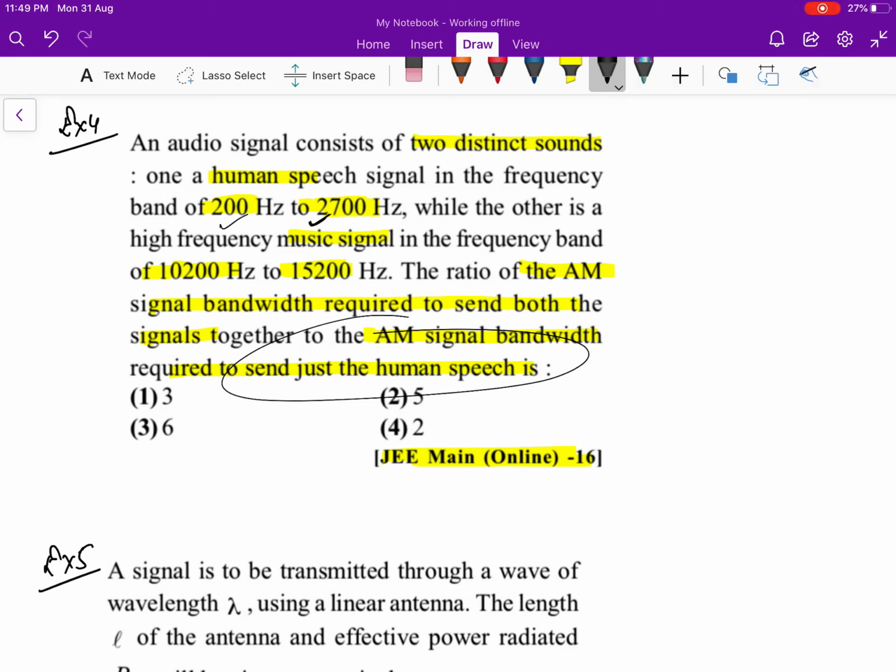So the bandwidth required would be the difference of these two, that is 2500 hertz. This is required when only speech is required. Now when both are required, you need to transmit 200, you need to transmit 15200 as well. So the minimum frequency transmitted is 200, maximum is 15200. So to send them both together, you need the difference 15200 minus 200, that is 15,000 hertz. So that ratio 15,000 upon 2500 will give you 6. So go for the option third in this particular case.